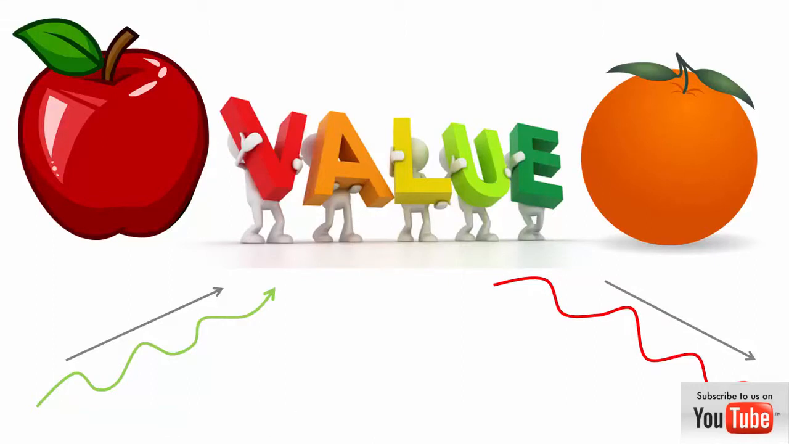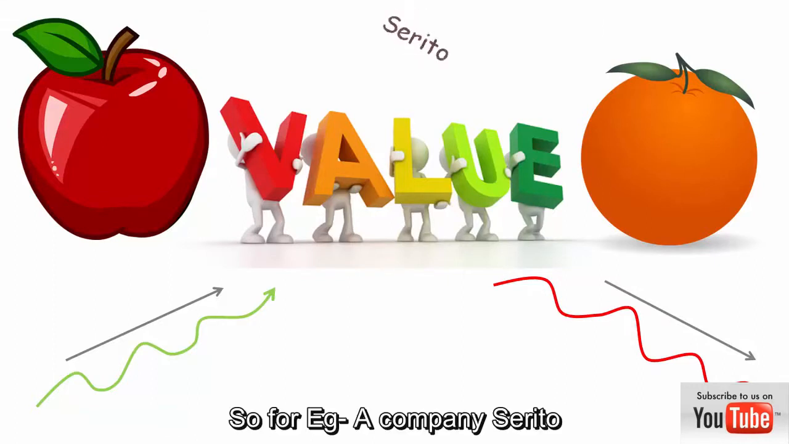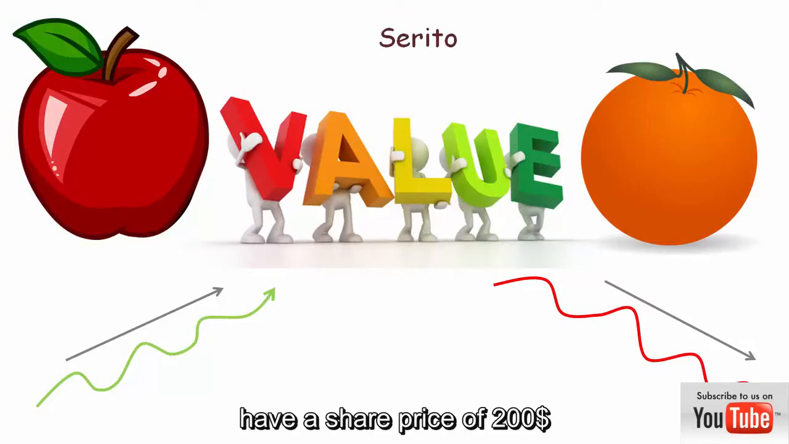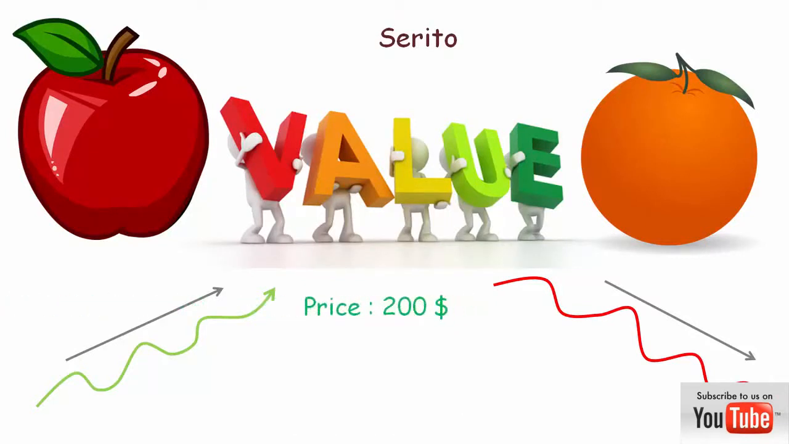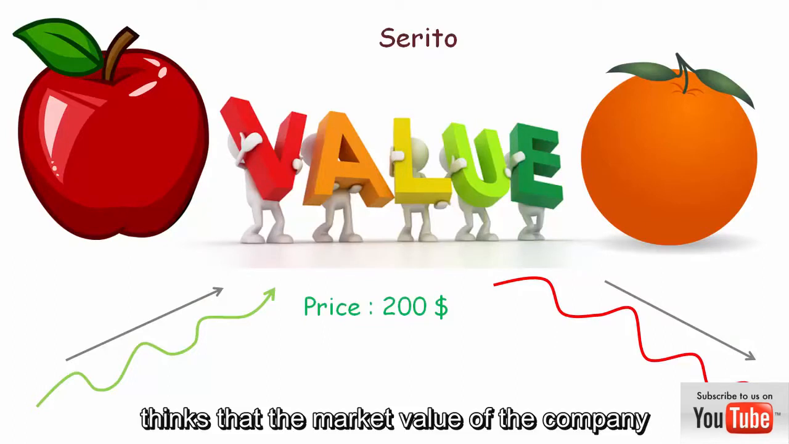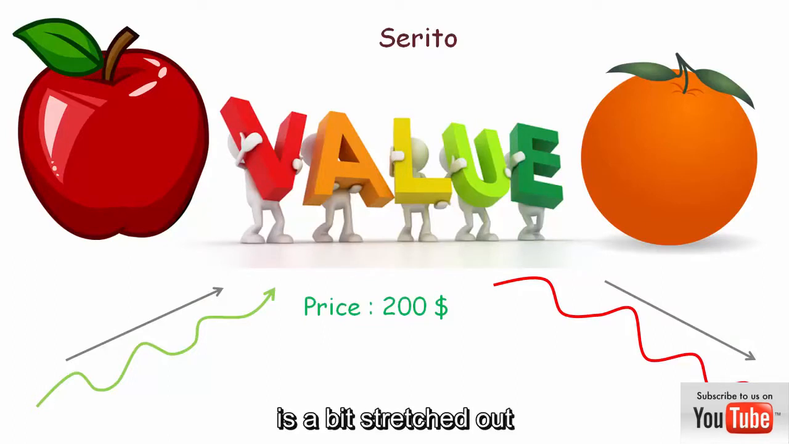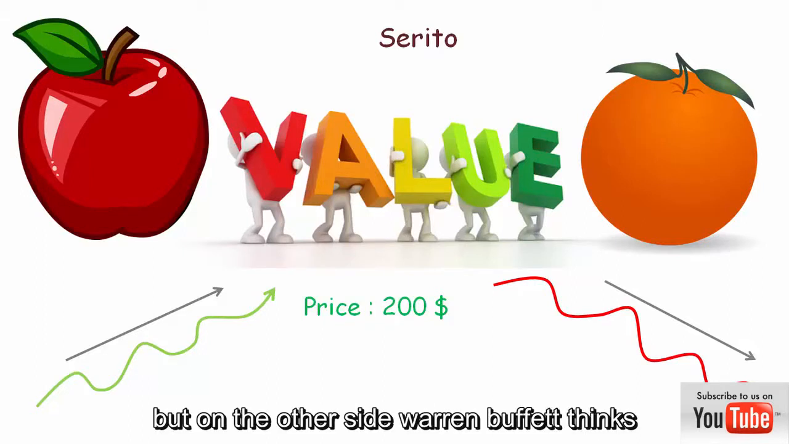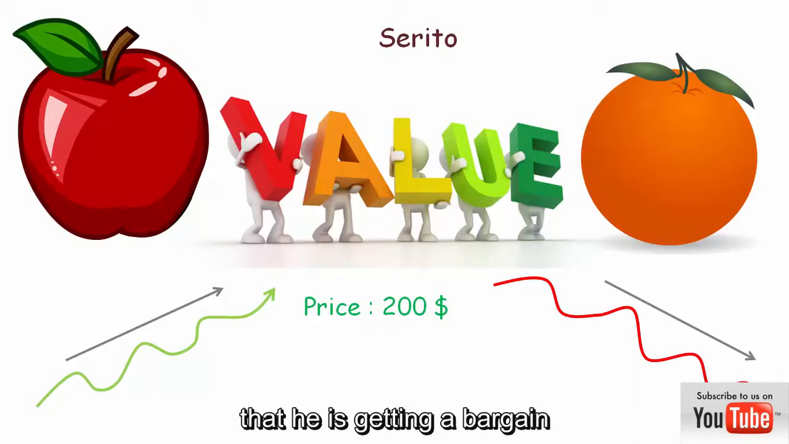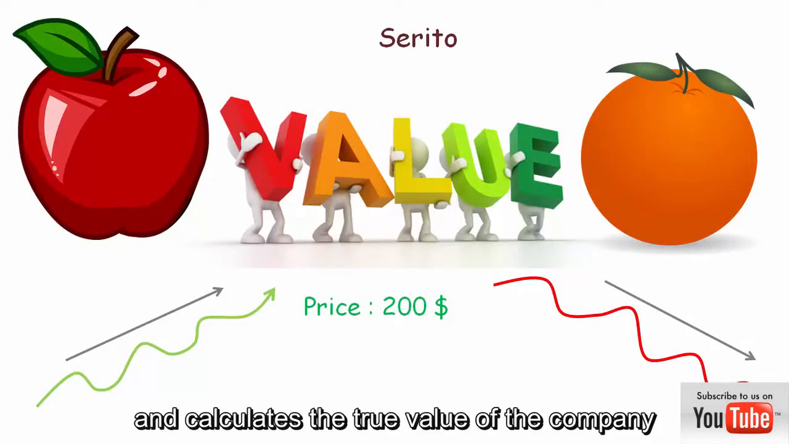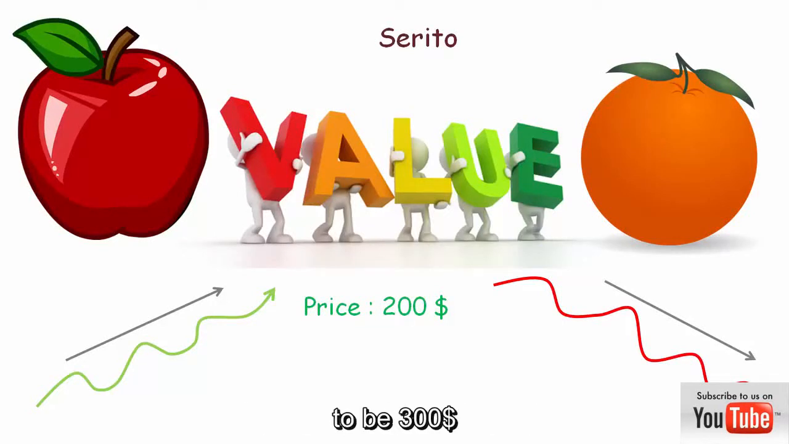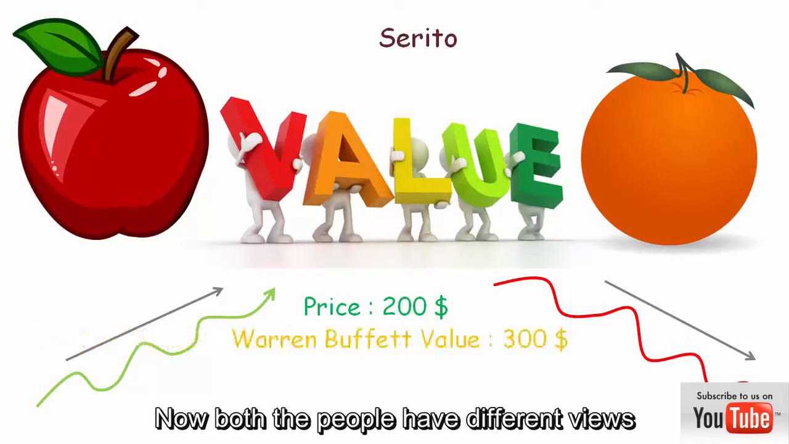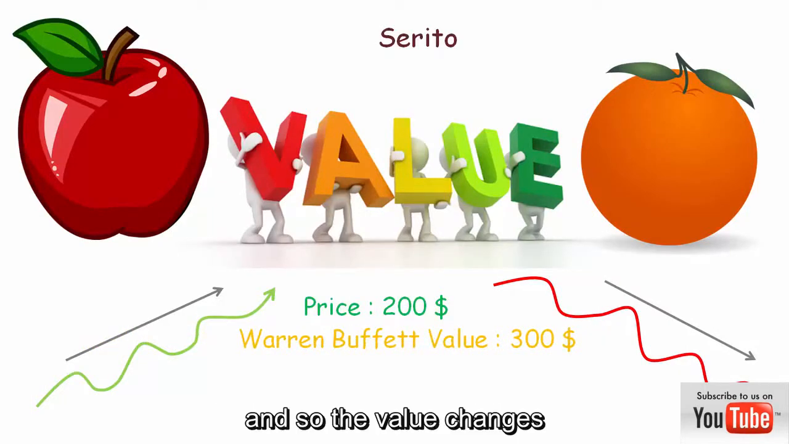So for example, a company has a share price of $200 while a stock investor thinks that the market value of the company is a bit stretched at this price. But on the other side, Warren Buffett thinks that he is getting a bargain and calculates the true value of the company to be $300. Now, both people have different views and so the value changes.